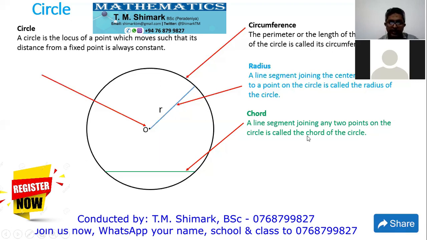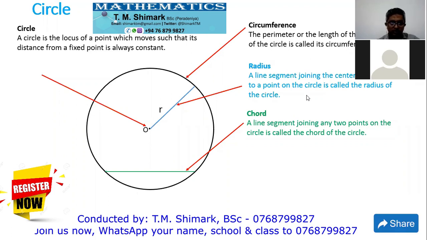Here they are saying any 2 points on the circumference. We have joined these 2 points, and these 2 points make a straight line. This is a chord. We can draw plenty, an infinite number of chords on a circle. Infinite number means an endless number of chords you can draw. So that's a chord we have introduced.